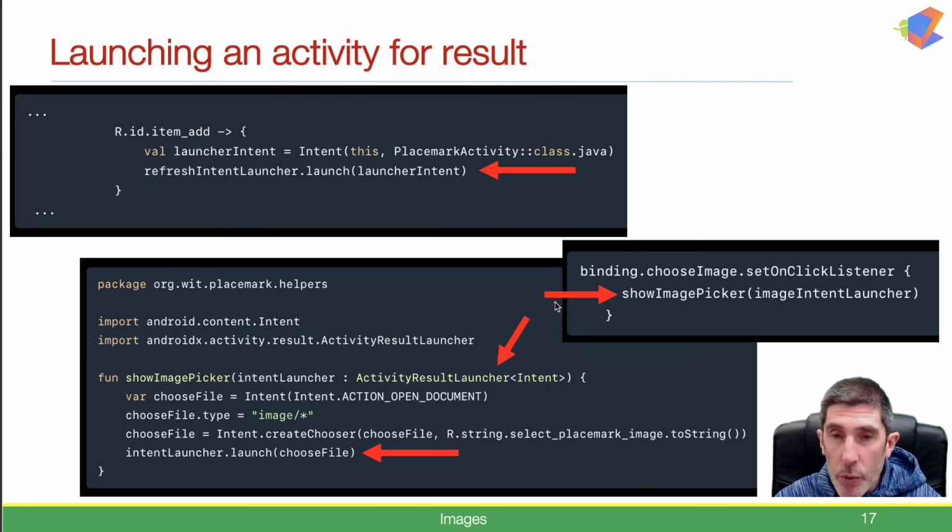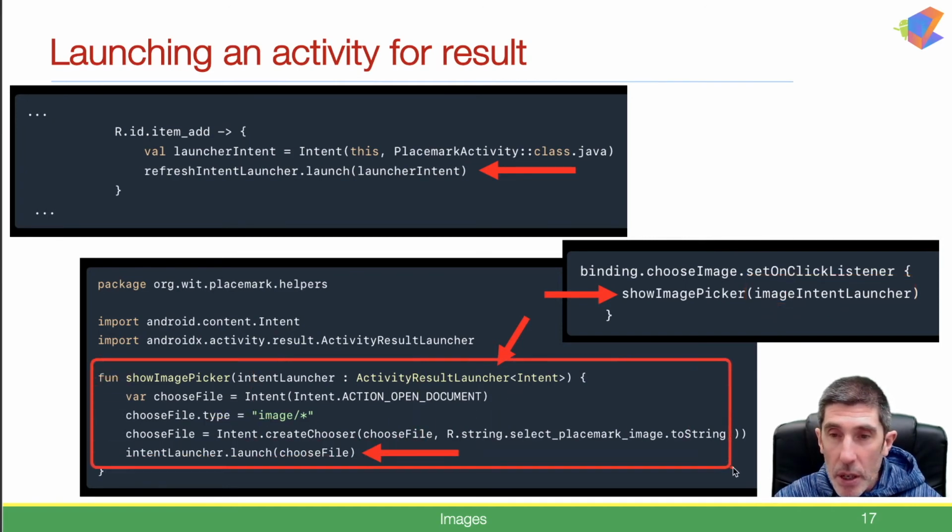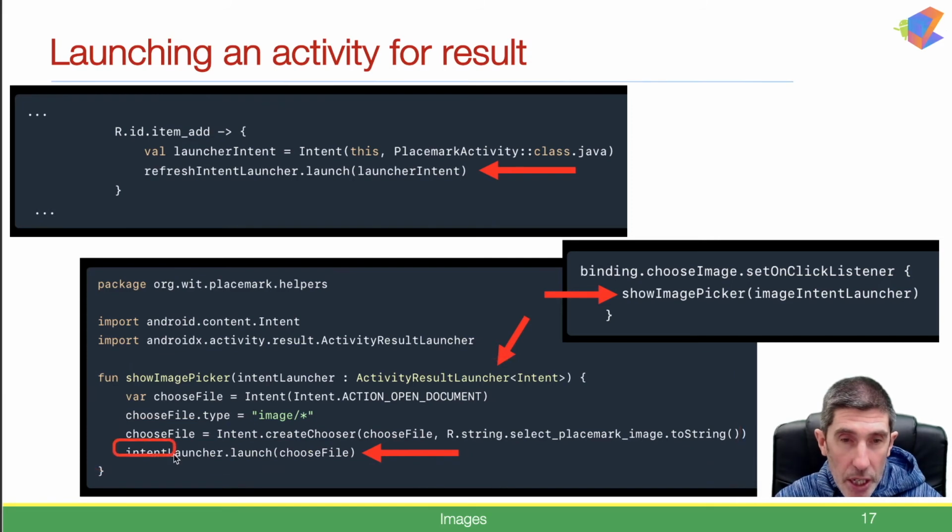So we make a second change and kind of a refactoring to our placemark. Initially, if you can remember, when the user would click on that add image, we were initially logging it to the screen. We're now calling show image picker, passing in our image intent launcher. Okay, so that's passed in here into our show image picker. And what this does, and we launch it inside here, you can see it there, the final line, intent launcher.launch, passing in the ability to go and choose and select a file.